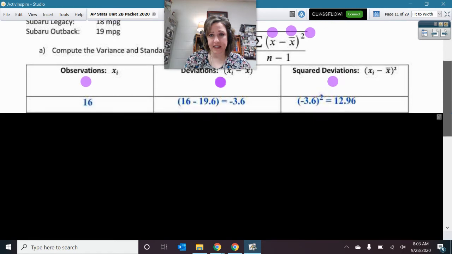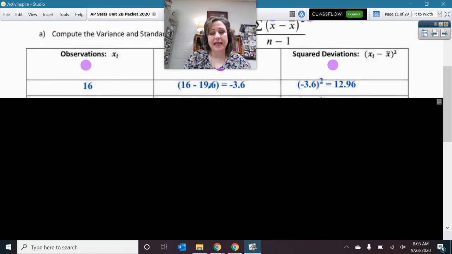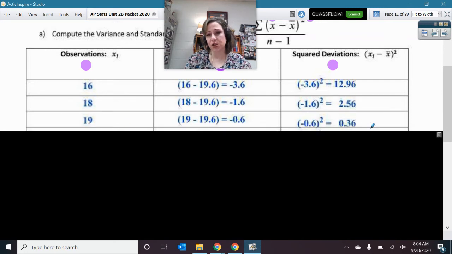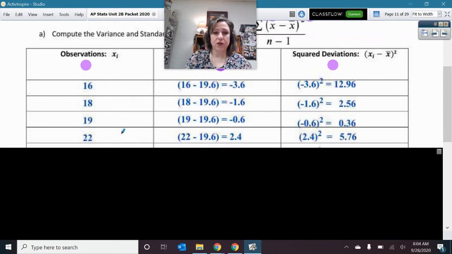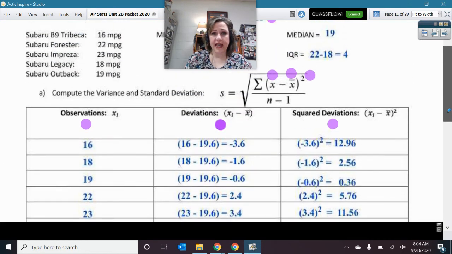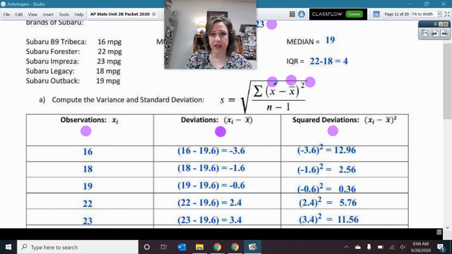Get the squared distances. So there's the 16 minus the mean and square it. Okay, the next one, 18 minus the mean and square that value. 19 minus the mean and square that value. 22 minus the mean and square that value. And 23 minus the mean and square that difference. Okay, so that is this component here. Now look at this sigma, capital sigma. Sum up those differences. So we're going to come down here.